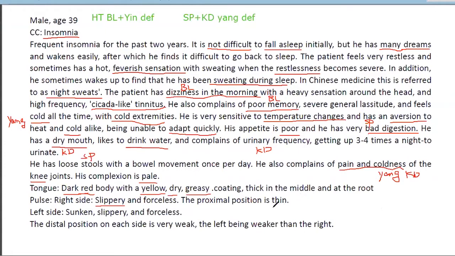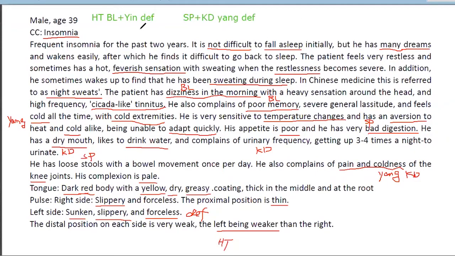And the proximal position is thin. Let's go to the kidney. Left side, deep pulse, rapid pulse, and rootless pulse. Certainly yin deficiency pulse. Left side weaker than the right. The whole position on both sides is very weak. Left side is the heart. Yeah, that's the heart.